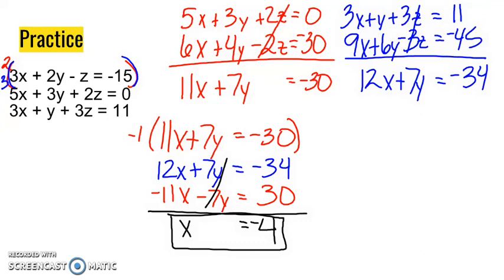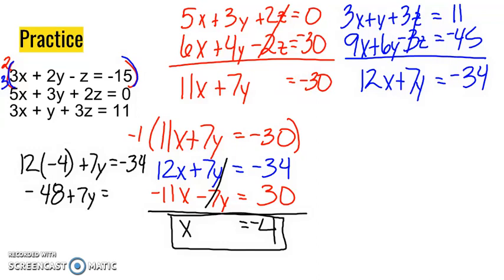So my next step is to plug back in to one of these two originals. It doesn't matter which one, and solve for my y. Okay, so if I do that, I'm going to take my x and I'll go 12 times negative 4 plus 7y equals negative 34. Okay, 12 times negative 4 gives me negative 48 plus 7y equals negative 34. I've got to add 48 to the other side to cancel, and I get 7y equals 14. And then divide both sides by 7, and I get y equals 2.